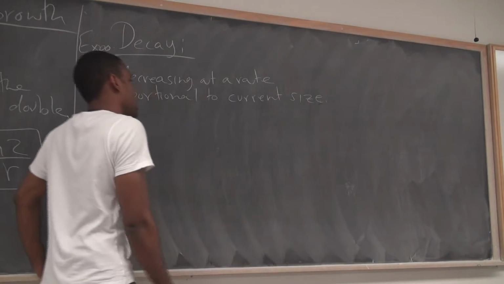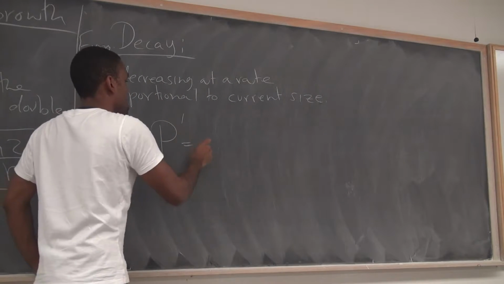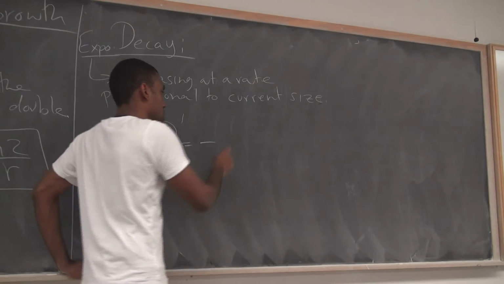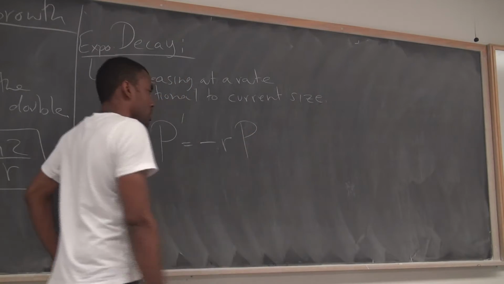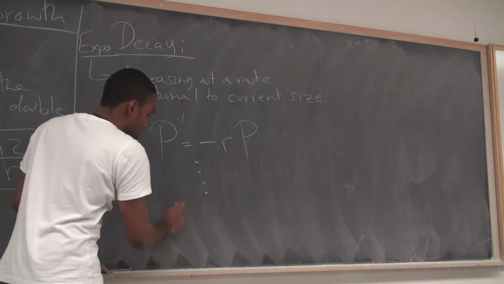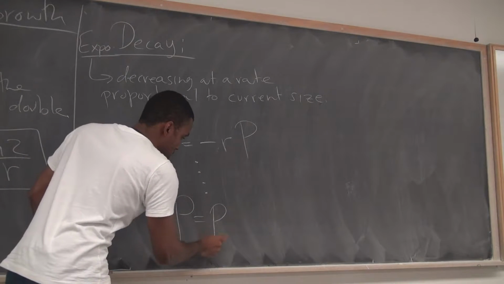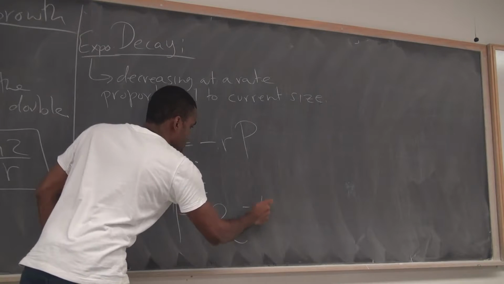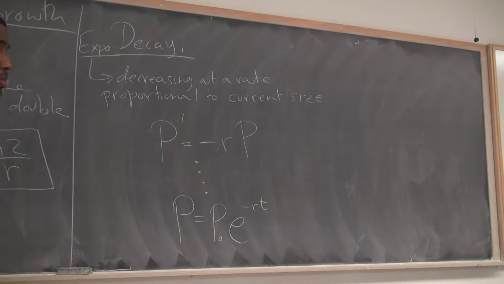That gives you exponential decay, which means your growth rate is negative, right? Negative means decreasing. So you end up with that formula. A similar derivation will lead to the following: P equals P naught e to the minus RT. And that is for growth.